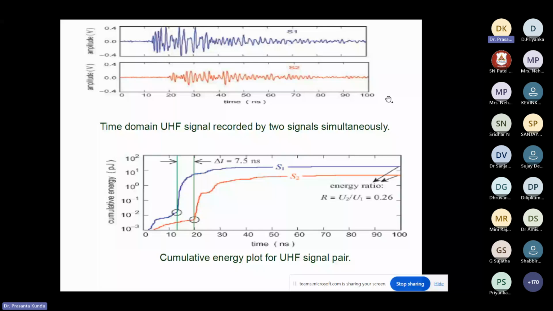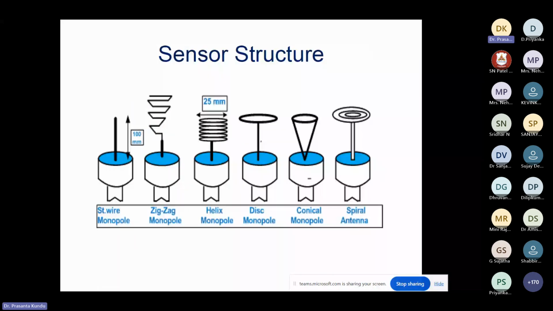There are many sensors available for UHF PD measurement. A very common one is the monopole wire, where we put one wire inside. It is very cheap. We can also build it on our own to measure UHF partial discharge, but they have different advantages and disadvantages.